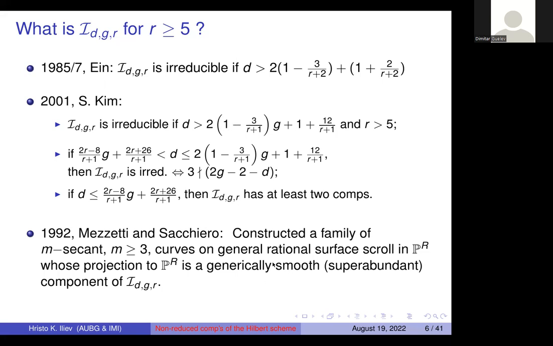Although their number was written in a very cryptic way, so it's not explicit by any means. In other words, they found a component that was generically smooth as long as d is smaller than those numbers, and it's a triple covering.